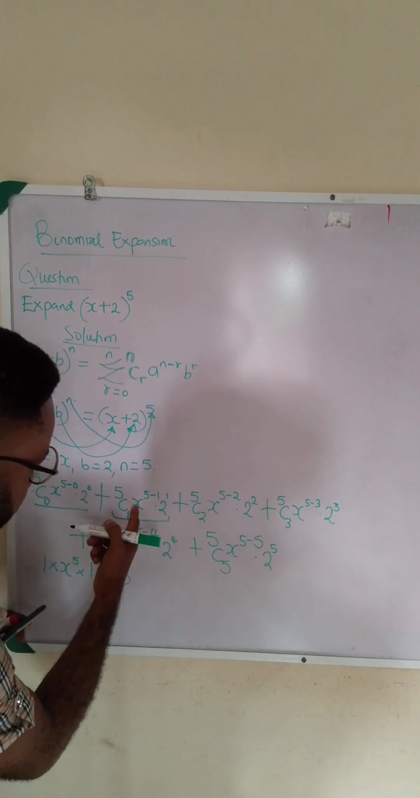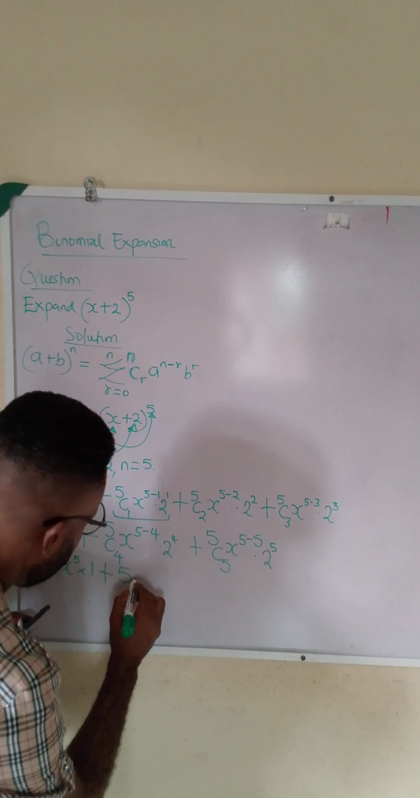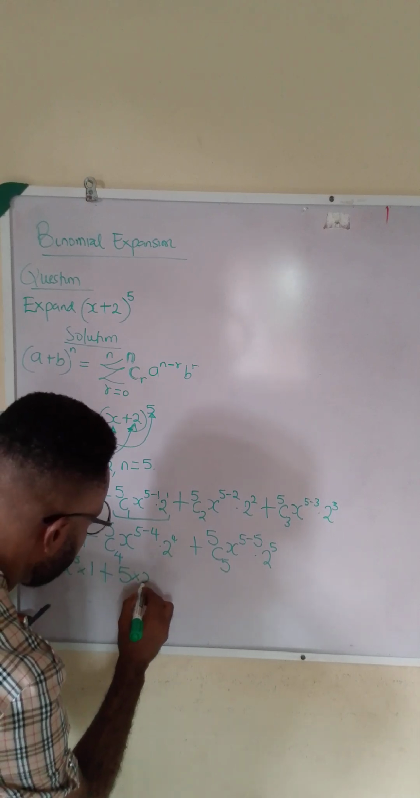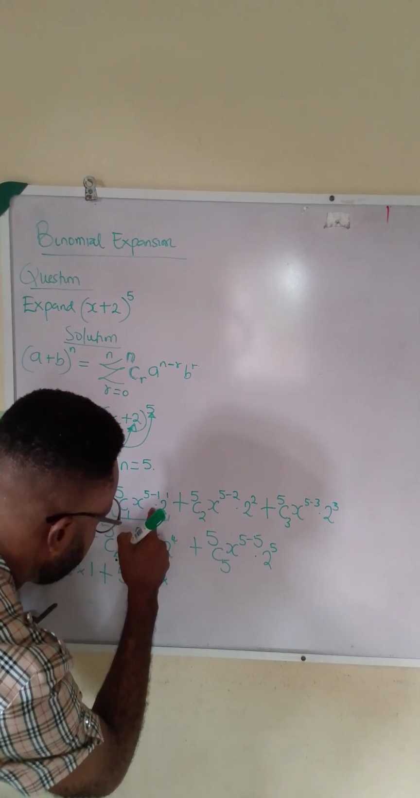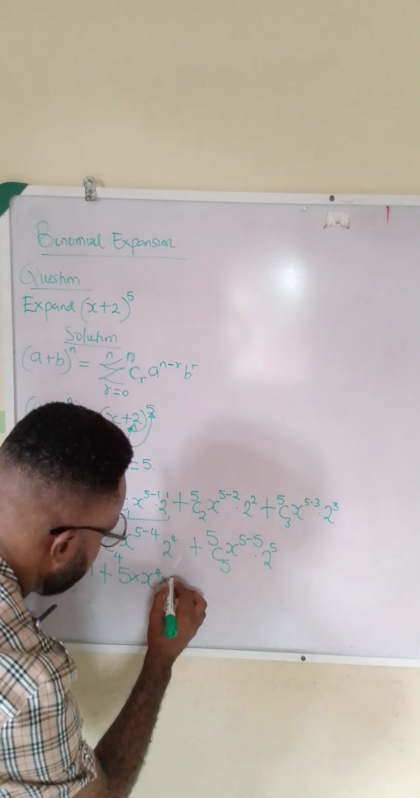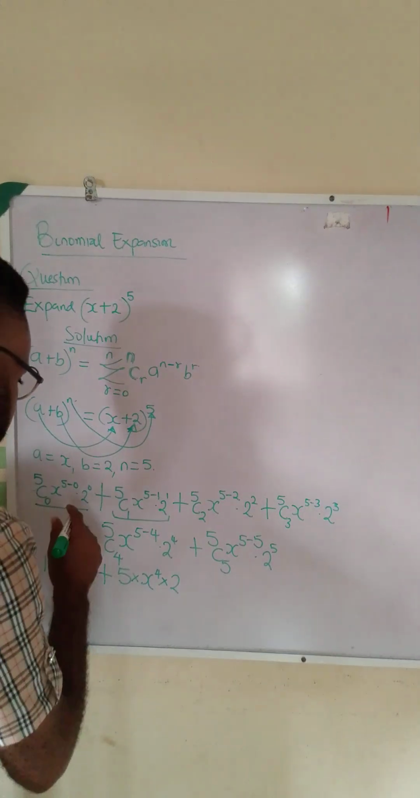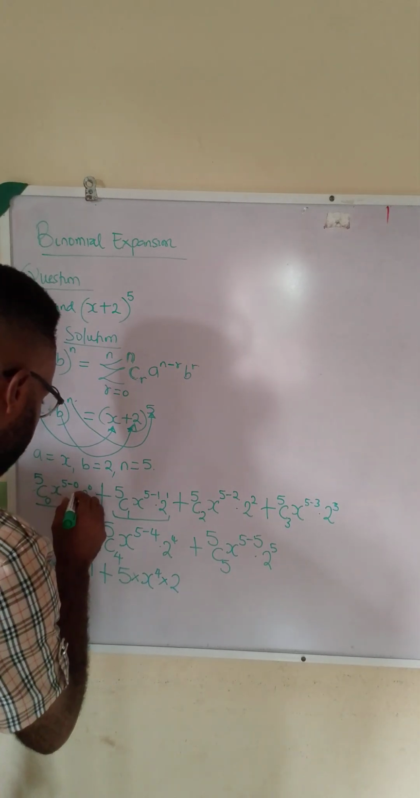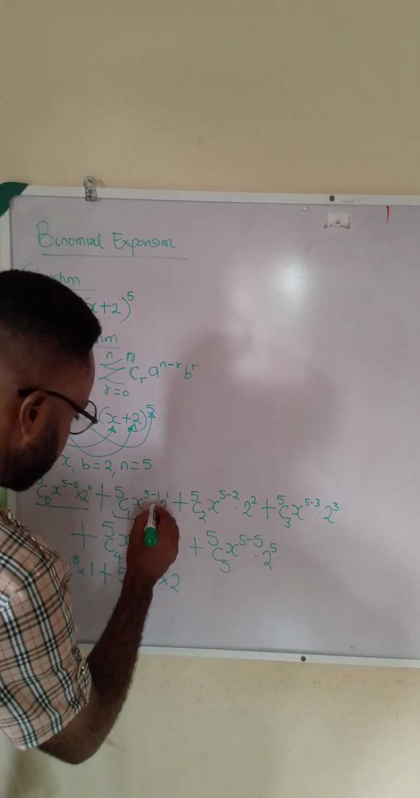Okay, and then this one is x raised to power 5 minus 1, so 5 minus 1 is 4, so this will give us times x raised to power 4 times 2 raised to power 1. 2 raised to power 1 is 2. I think I should put times here for some persons who may not understand.